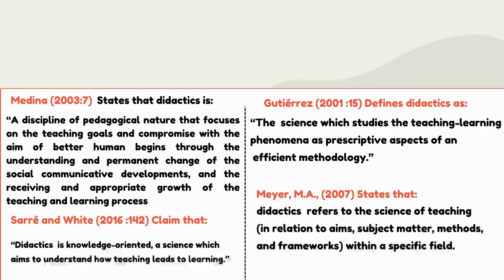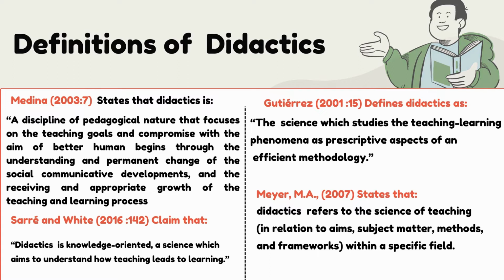Definitions. Medina, 2003, page 7, states that didactics is a discipline of pedagogical nature that focuses on the teaching goals and compromise with the aim of better human beings through the understanding and permanent change of the social communicative developments, and the receiving and appropriate growth of the teaching and learning process. Saar and White, 2016, page 142, claim that didactics is knowledge-oriented, a science which aims to understand how teaching leads to learning. Gutierrez, 2001, page 15, defines didactics as the science which studies the teaching-learning phenomena as prescriptive aspects of an efficient methodology. Meyer, M. A., 2007, states that didactics refers to the science of teaching, in relation to aims, subject matter, methods, and frameworks, within a specific field.